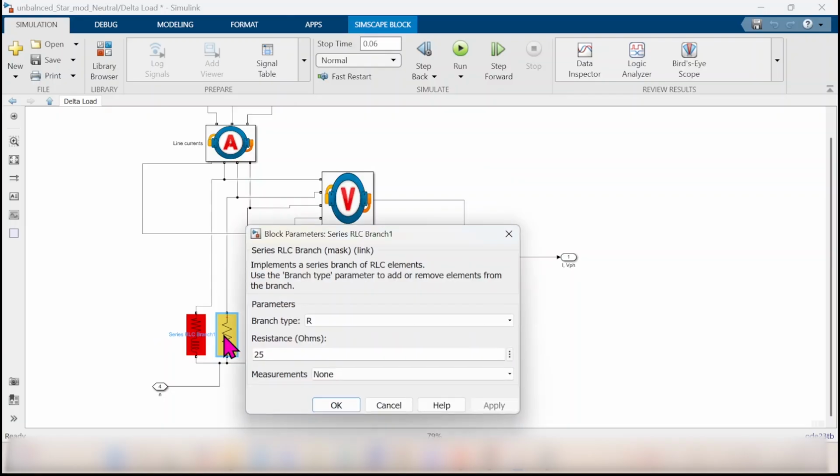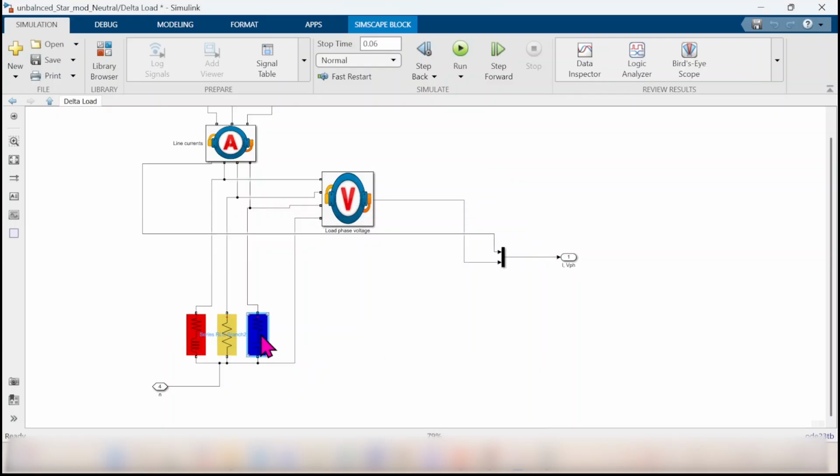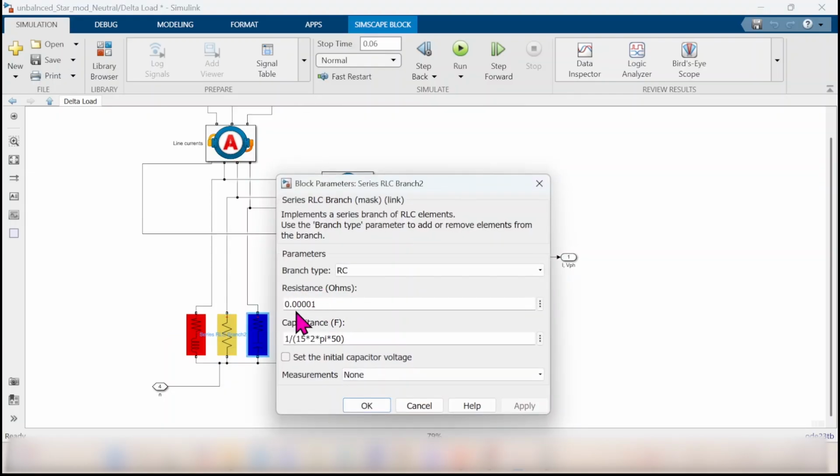And for phase B, we have 25 ohm. And for phase C, we have RC. That one is very small resistance. I explained that one before. We cannot put the capacitance directly to the source. So we put here a small resistance, and the capacitance is 15 multiplied by omega here in the denominator. So 1 over omega XC. That one gives you the capacitance.